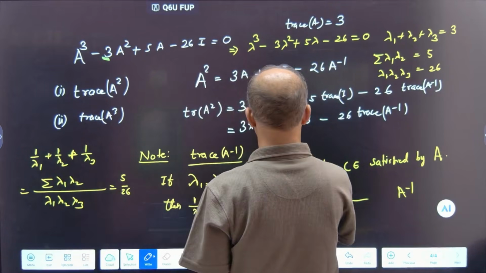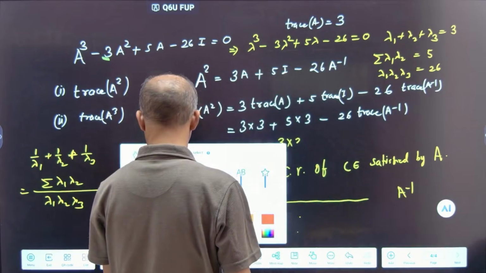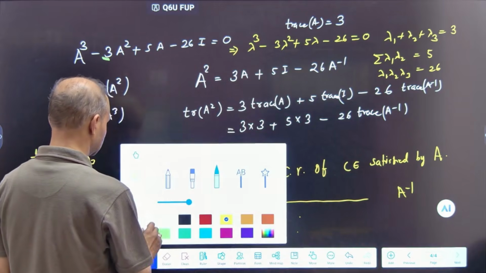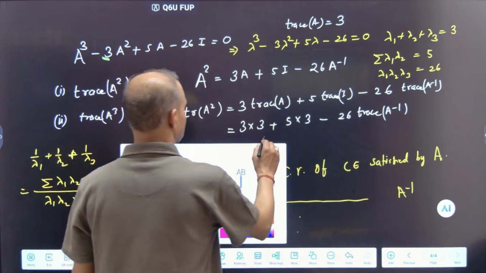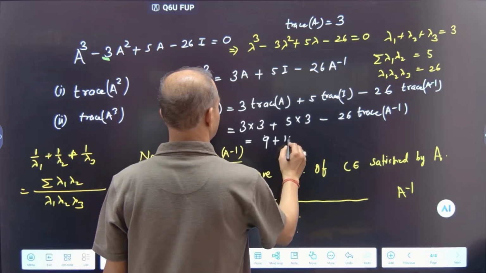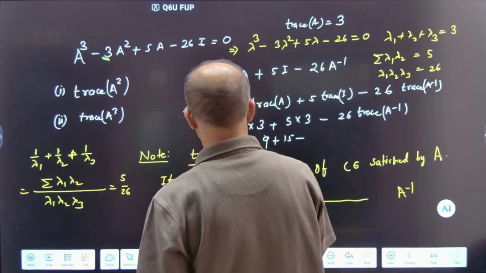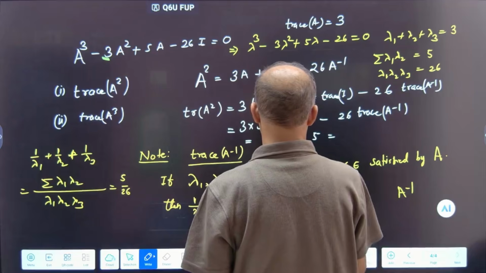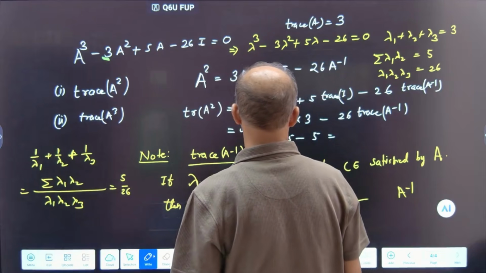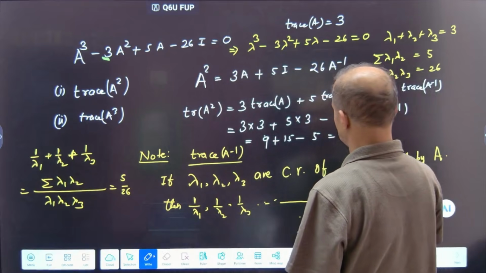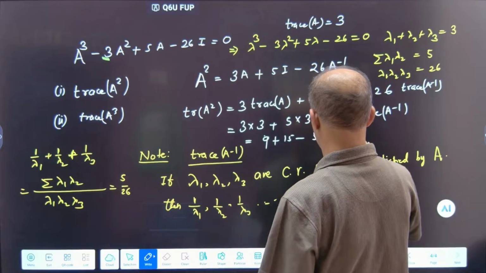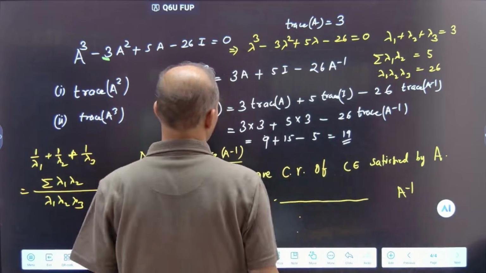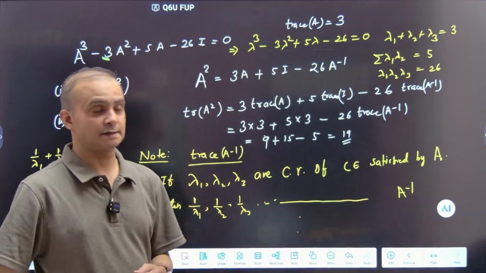Okay, so 3 into 3 is 9. So that is going to be 9 plus 15 and minus 26, 5. So I think the trace of A square I am getting is how much? 25 minus 4, 19. If I have not done any such mistakes. So this is a way we can find these kind of questions.